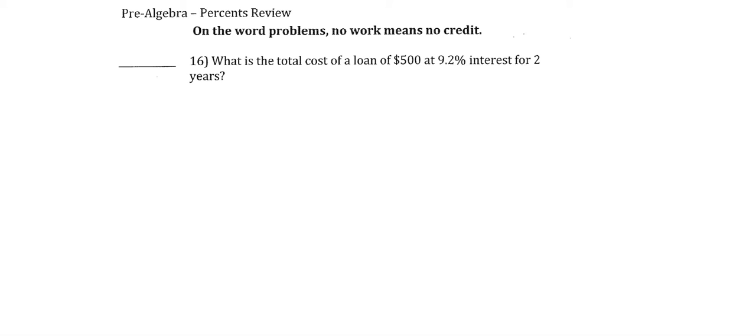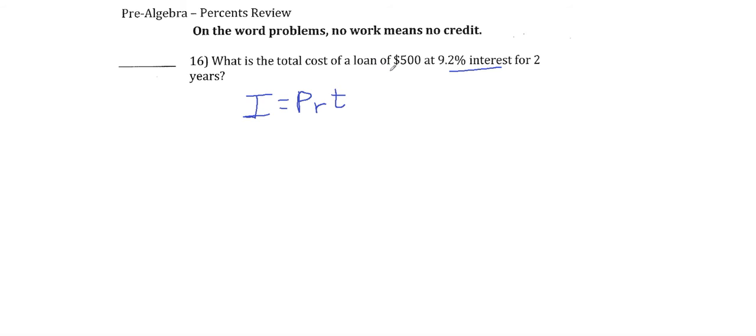All right, now number 16 looks like a short one. What is the total cost of a loan of $500 at 9.2% interest for 2 years? So this, we're talking interest, so hopefully you have the formula memorized for simple interest. Interest equals principal times rate times time. So we just have to plug numbers in here and then make sure we answer the question.